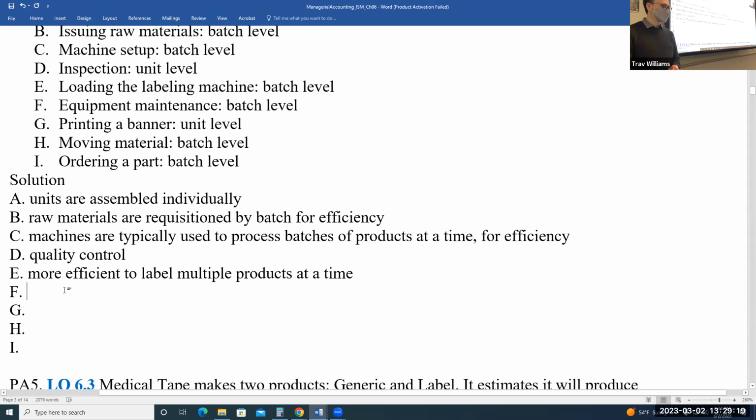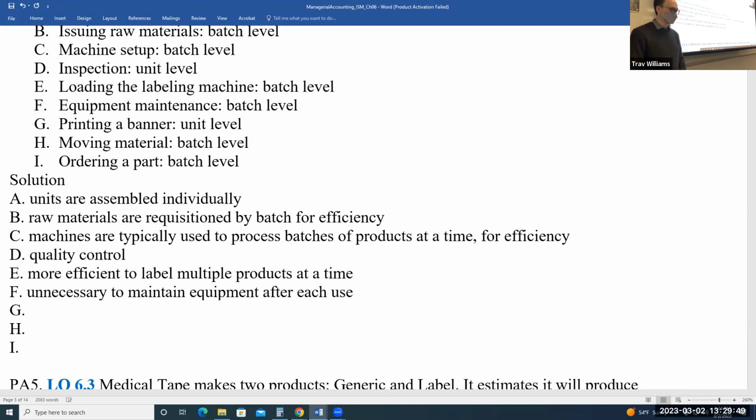How about equipment maintenance? Doesn't really make sense to stop and maintain your equipment after every unit of product, right? Like you don't take your car in for an oil change after every time you drive it. So we could say it's unnecessary to maintain equipment after each use.